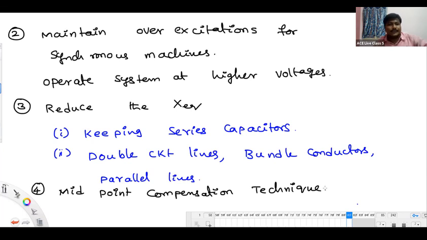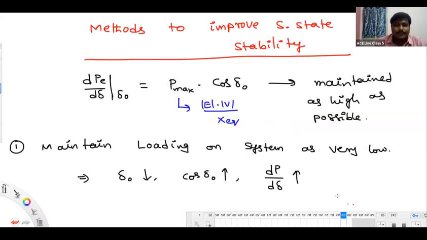Compensation technique. So I will try to discuss this midpoint compensation technique in a brief manner. First point I'm explaining, Ankur. Very simple: if you are maintaining very little loading on the system, the operating angle will be less. Delta naught will be less.